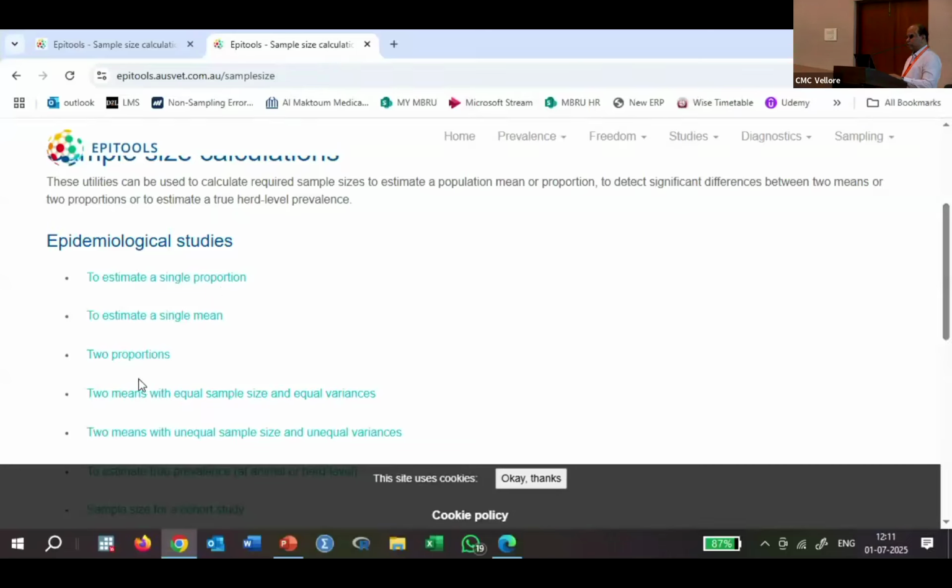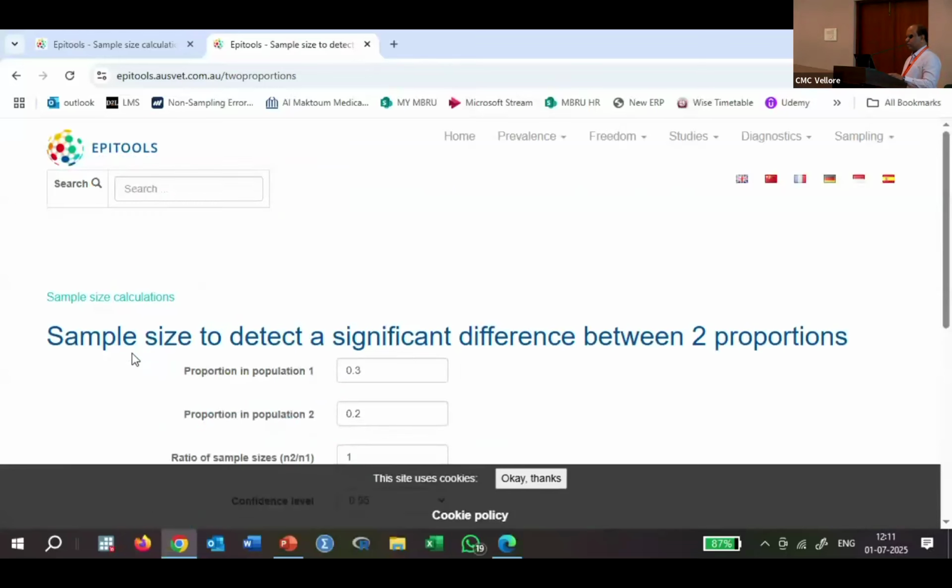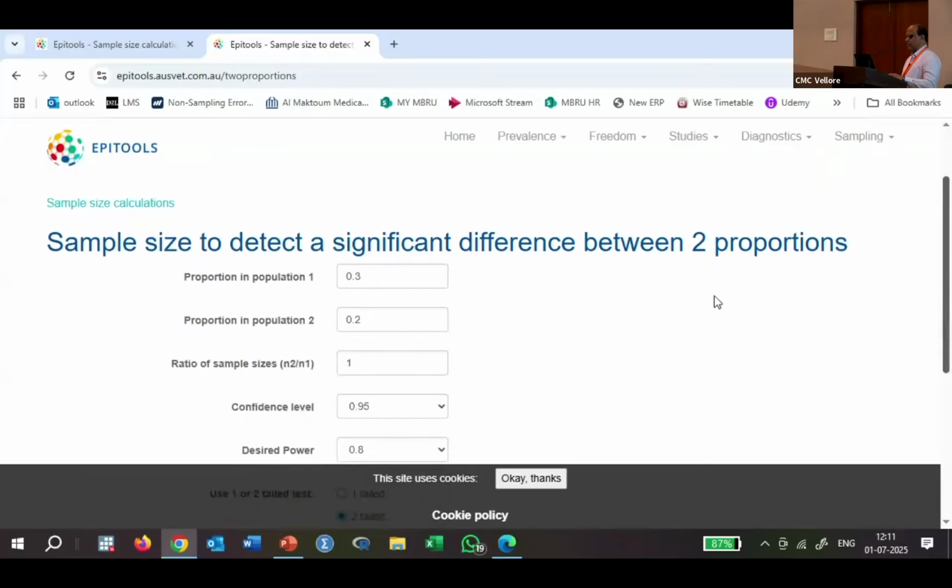What we have is two proportions. For example, a high dose and low dose study, or let's say psychiatric morbidity. Do you remember the data? Can you please tell me what the proportion is? 40% versus 63%. 40 and this is 63%.